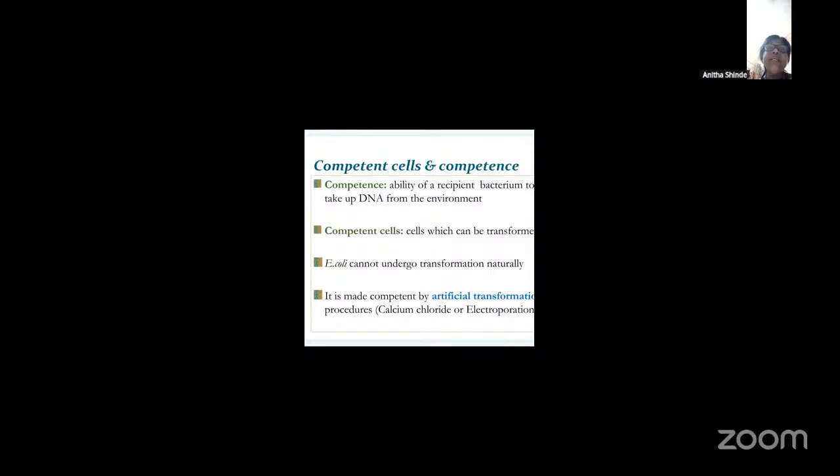Now, competence is nothing but the ability of a recipient bacterium to take up the DNA from the environment. Competent cells are the cells which can be transformed. And E. coli cannot undergo transformation naturally. So it has to be made competent by artificial transformation.